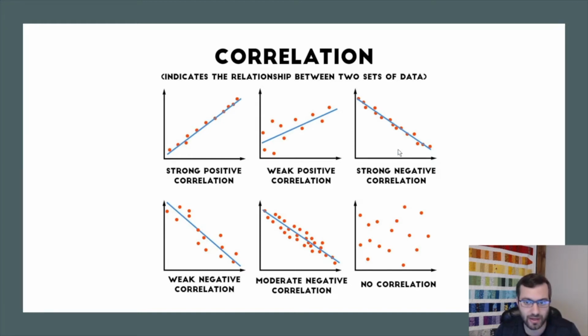Similarly, as one variable increases, the other is decreasing here in this strong negative correlation graph. A little bit weaker, where those dots are more spread out, is the moderate correlation. And then we've also got no correlation, where as one variable is increasing, the other variable is just random and sporadic.